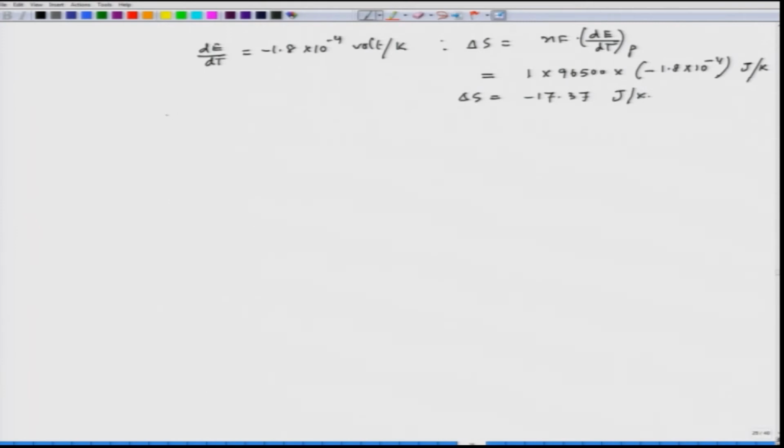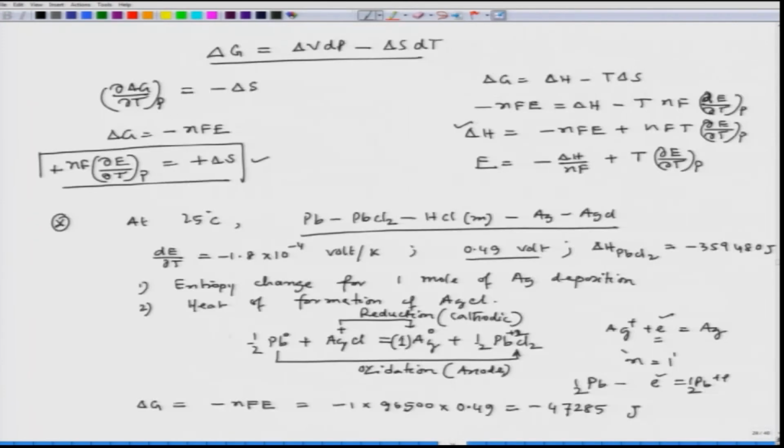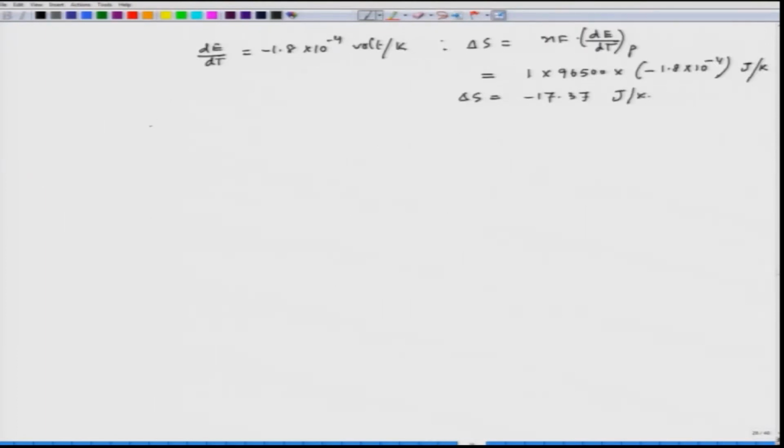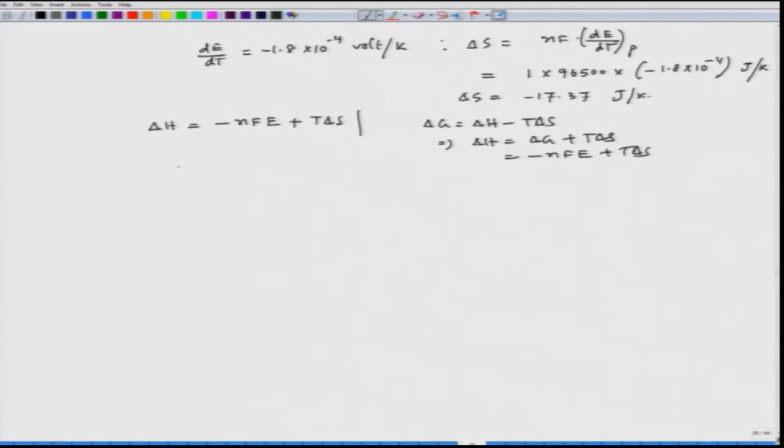So, the heat of reaction for this particular reaction, delta H, would be minus NFE plus T del S. How does it come? Delta G equals delta H minus T del S. So, delta H equals delta G plus T del S, and delta G is equal to minus NFE, so delta H equals minus NFE plus T del S. So, we can put those values.